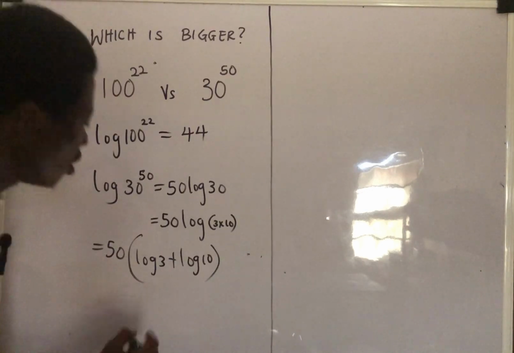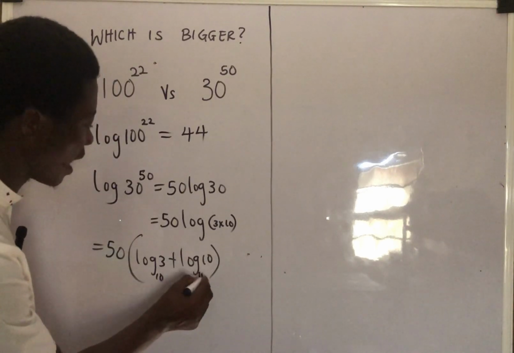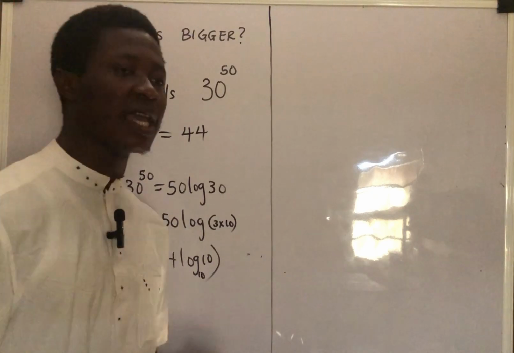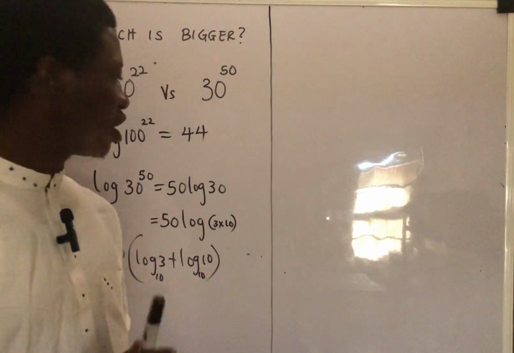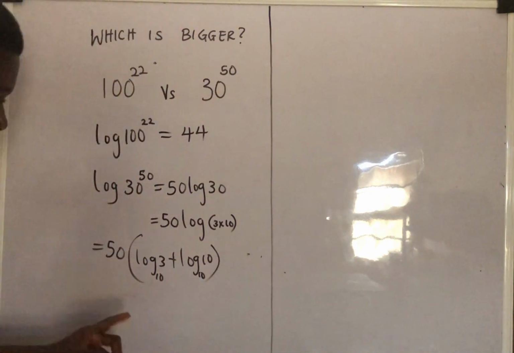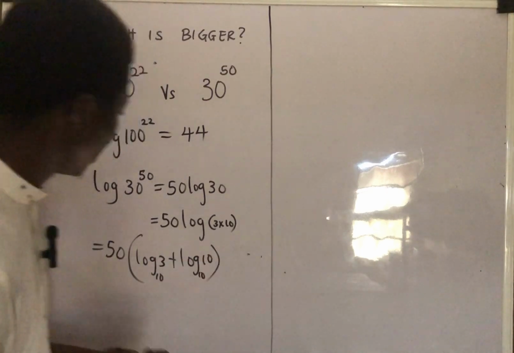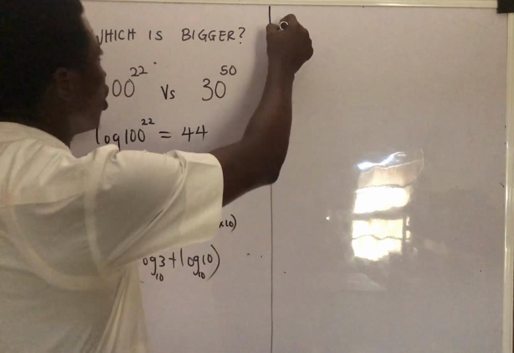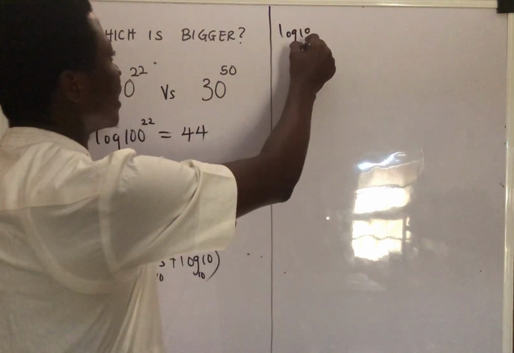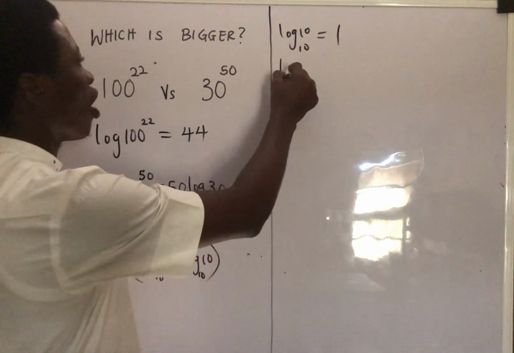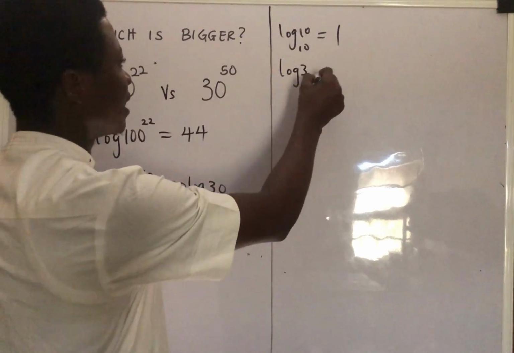Now, don't forget that both of them are in the base of 10. Naturally, logarithm is in the base of 10. Please do not forget that. So let's continue. Now, log 10 base 10 is equal to 1. And log 3 base 10 is equal to 0.4771.